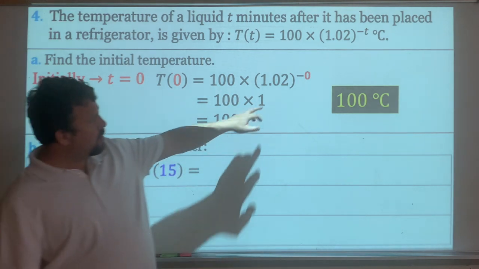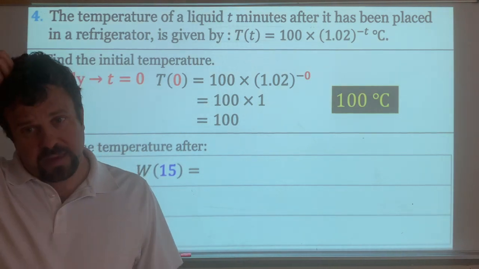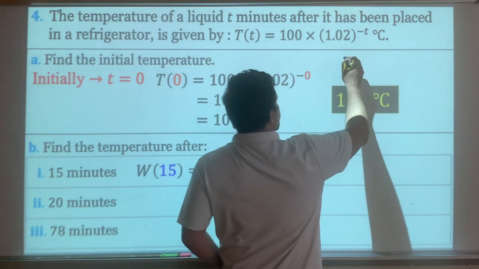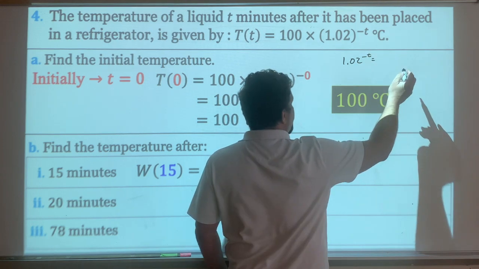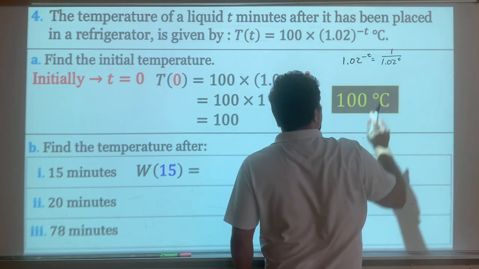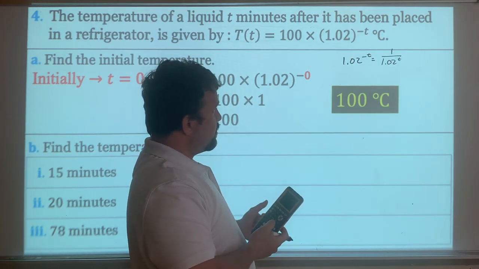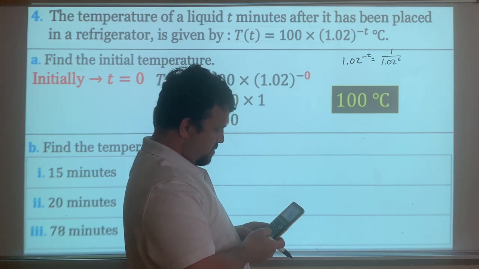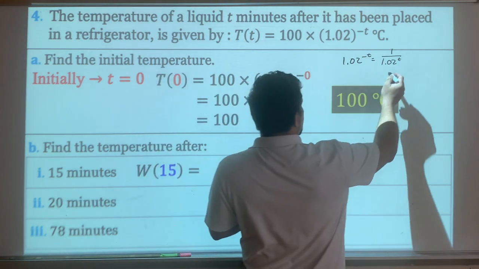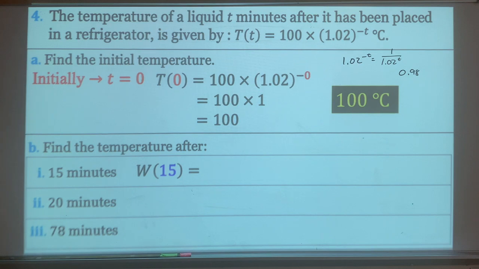Now, you may say, wait a second, 1.02, that's growth, isn't it? But it's 1.02 to the negative T. Let me explain this to you guys real quick. 1.02 to the negative T is the same as 1 divided by 1.02 to the T. Because when you raise something to a negative power, you reciprocate it. Now 1 divided by 1.02 is 0.98. So pretty much you're taking 2% of the temperature off each time. All right?